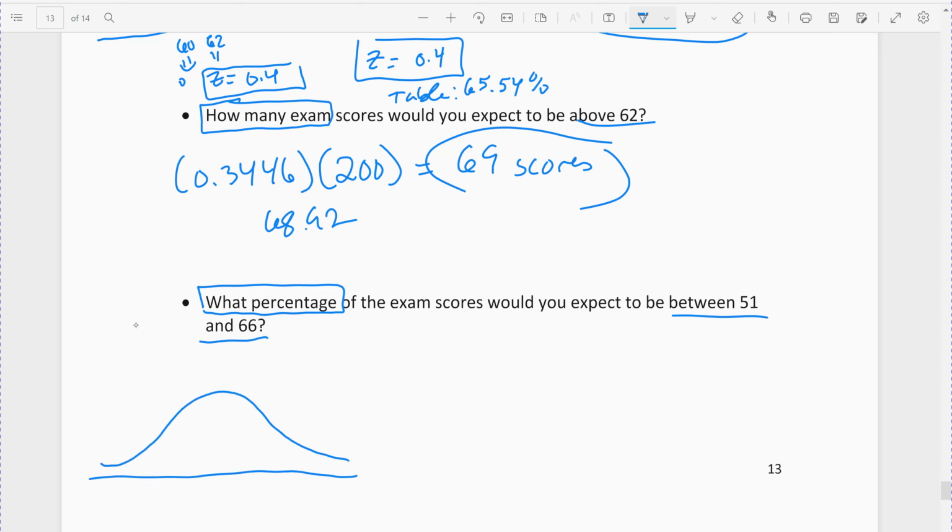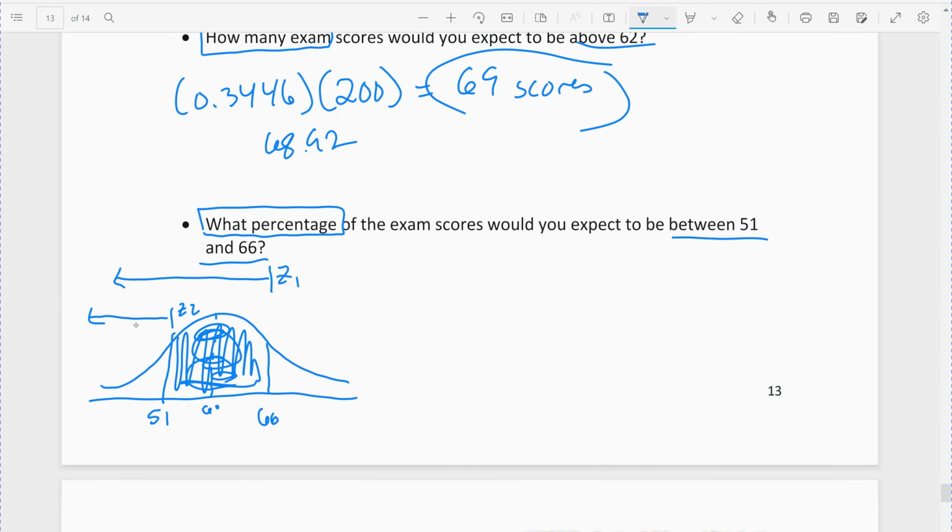Alright, so we have two scores. 60 was in the middle, which means a 66 is above it, and a 51 is below it. And this is where we're looking. We want the scores between. What percent of scores land between those? And so I'm going to find two z-scores. There's going to be the z-score 1 that goes with the 66, and then the z-score 2 that goes with the 51.